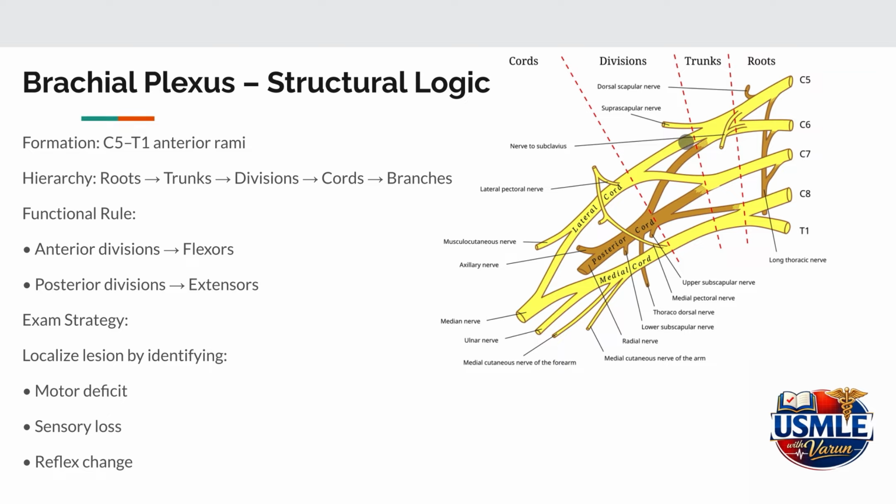After trunks, we have divisions, and after divisions, we have cords: lateral cord, posterior cord, and medial cord. Anterior divisions supply the flexor components, while posterior divisions supply extensor components. When analyzing nerve injuries, it is helpful to determine which movement is lost, identify the muscle responsible for that movement, and then trace back to the corresponding nerve: roots, trunks, divisions, and cords.